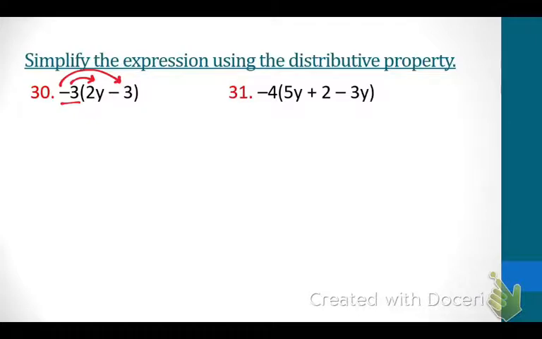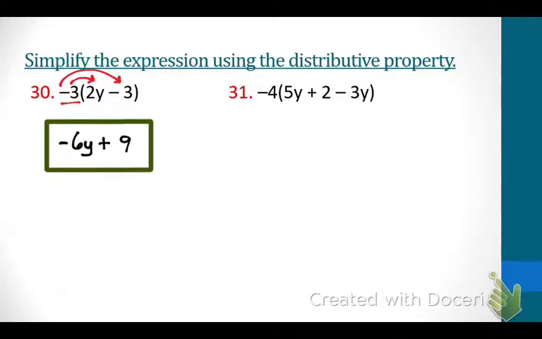Gerard, what is negative 3 times positive 2y? Negative 6y is correct. And then what is negative 3 times negative 3? Positive or negative 9? Positive 9, you are correct. I'd like you to bump it off for someone to do number 31.